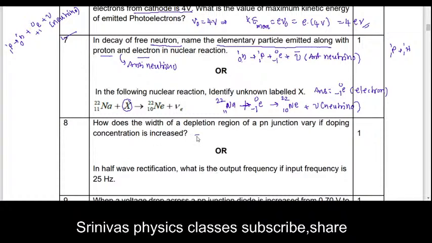Okay, clear students? Now, what happens to the width of the depletion layer if the doping concentration is increased? If doping increases, what happens? Doping increases means the depletion layer decreases.